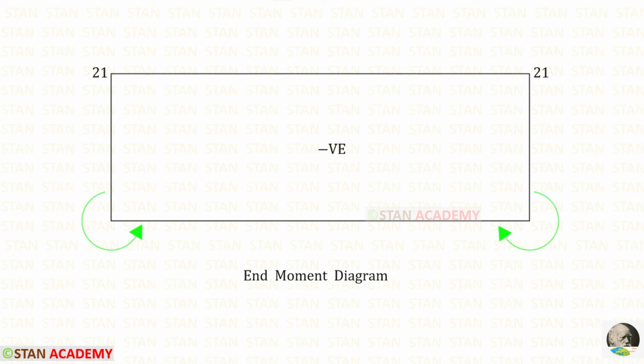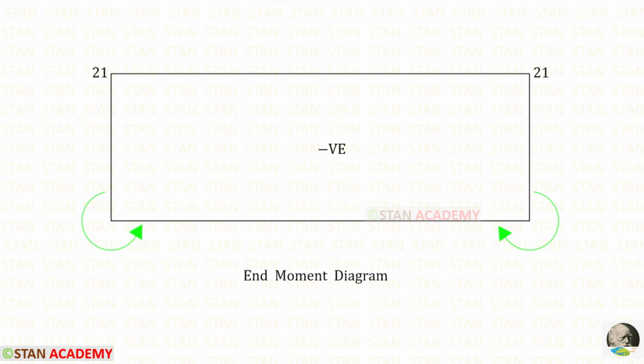Then we have to draw the end moment diagram. For MA and MB, we have got 21. Since both of them have the same value, we will have a rectangle shaped diagram. MA was acting in the anti-clockwise direction and MB was acting in the clockwise direction.